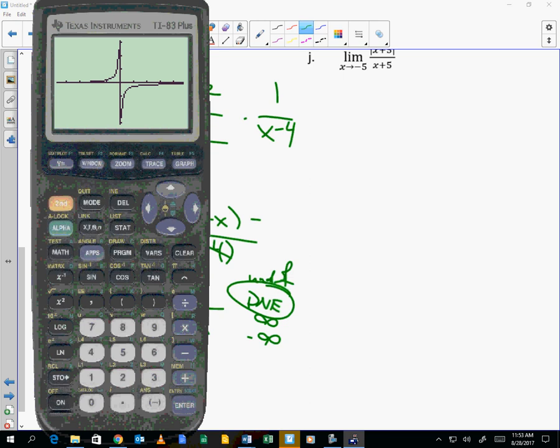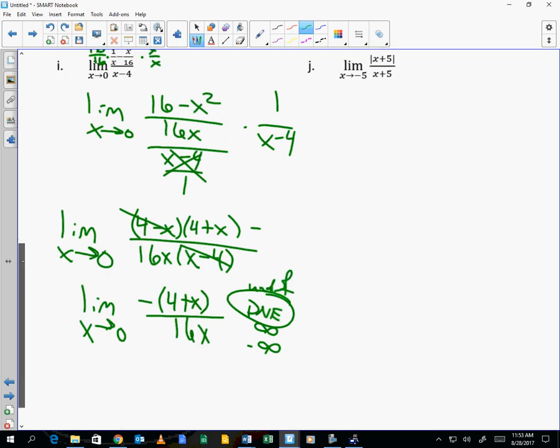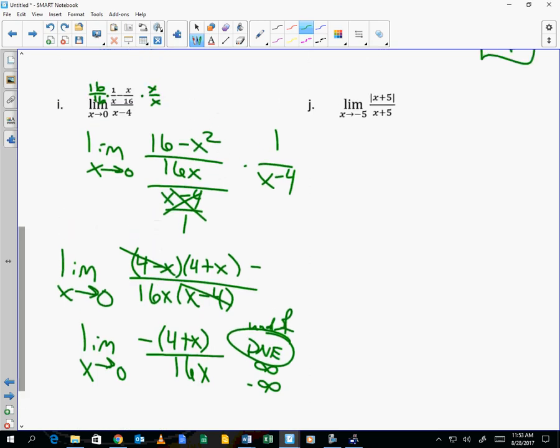Okay. Question. Calculator, yes. Yep. Exactly. If the problem was written like this, the limit as x goes to 0 from the negative or the left, then the answer would be infinity. Very good. Okay. All right, last example.